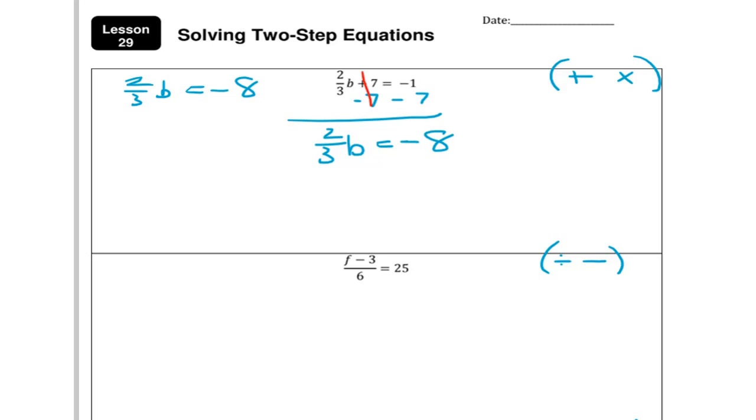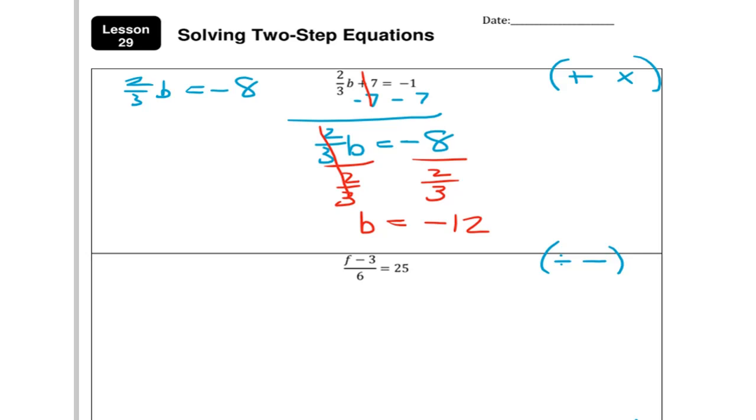Here we go. So now I have 2/3 b. There are two different ways to do it, so that's why I wrote it twice. The first way is because this is multiplying, I can divide. It will look a little messy, but this is really just called a complex fraction, a fraction inside another fraction. It will still cross out. 2/3 divided by 2/3 is 1, and on the other side, -8 divided by 2/3 will get you -12. So that's one way to do it.